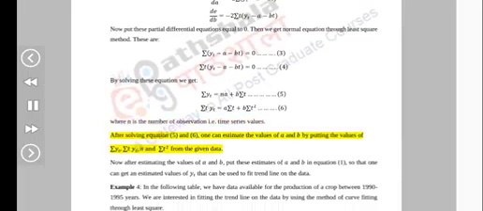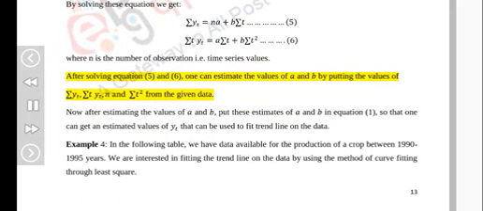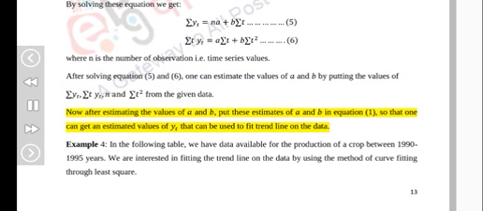Where n is the number of observations, i.e. time series values. After solving equations 5 and 6, one can estimate the values of a and b by putting the values of summation yt, summation t yt, and summation t^2 from the given data. Now after estimating the values of a and b, put these estimates of a and b in equation 1 so that one can get estimated values of yt that can be used to fit the trend line on the data.